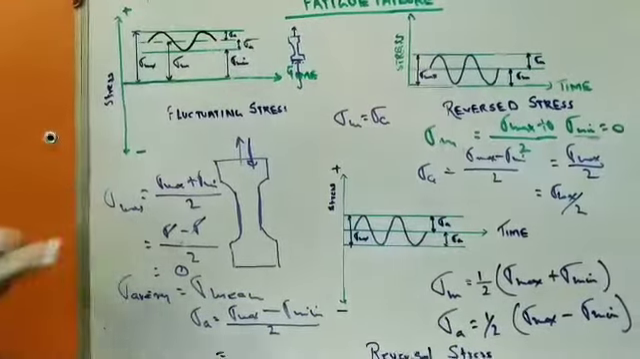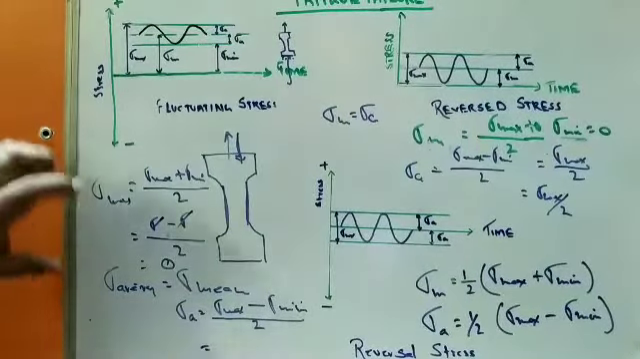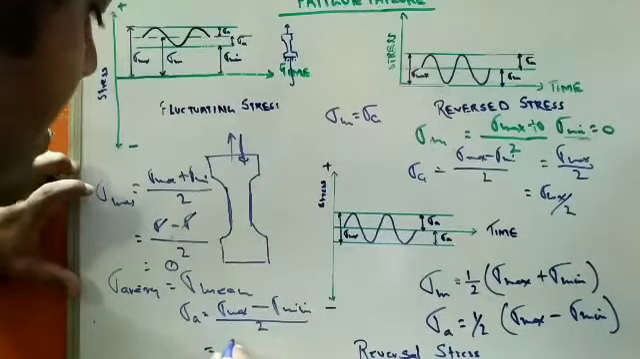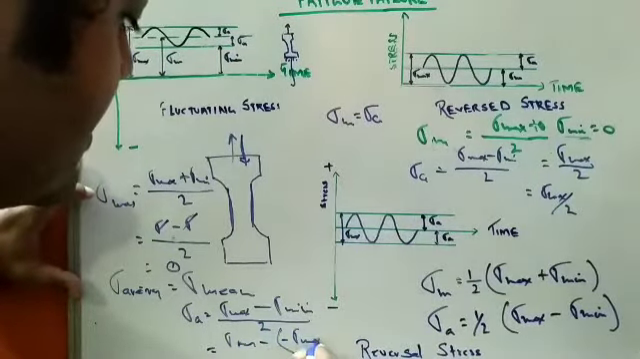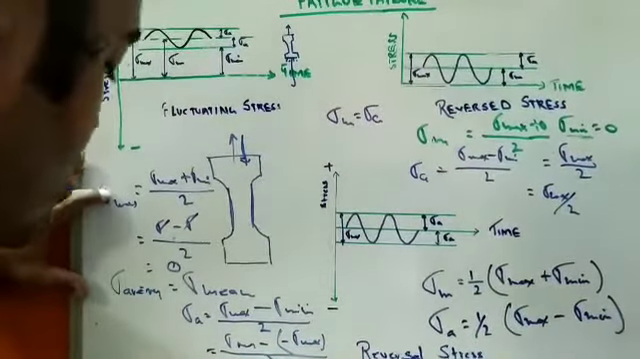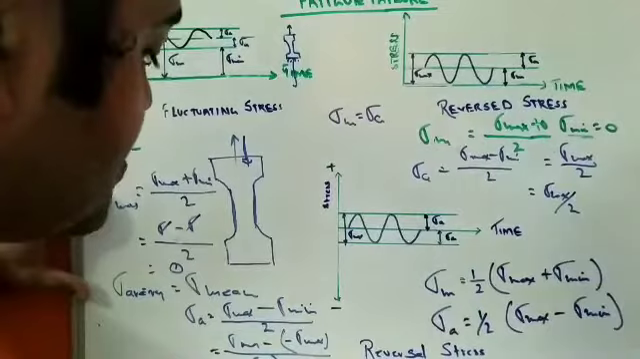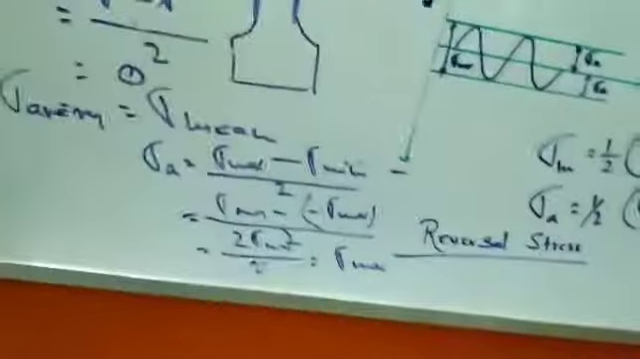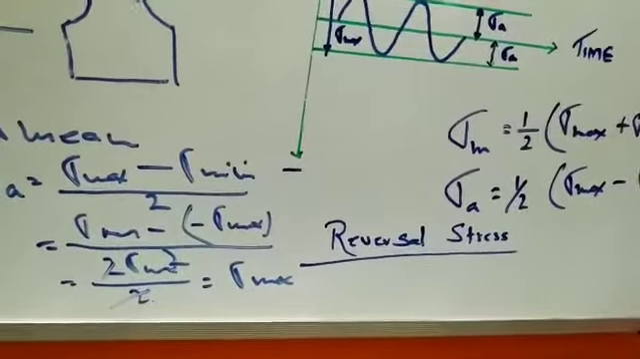Now if you put this value, what happens? In the case of sigma minimum, both are minus, so minus and minus becomes plus. So what happens? Sigma max minus of minus sigma max by 2 becomes 2 sigma max by 2. So the 2 cancels, and it becomes equal to sigma max. So sigma alternating becomes equal to sigma max.